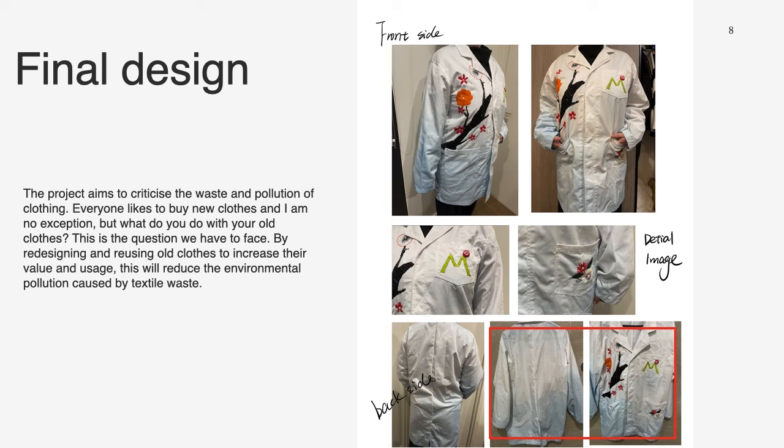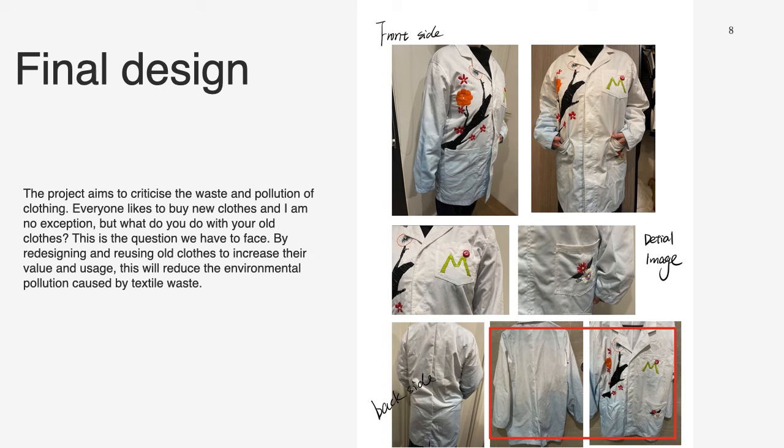This slide shows my final design. I dressed my designs on my body and photographed them from different angles. Some details have been touched as well. The last two images are the result of a still.